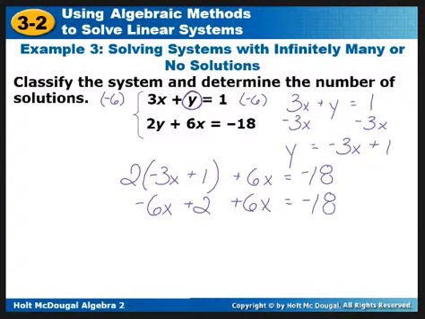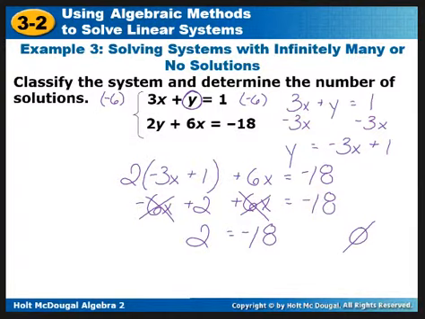All right, so you can already see in this situation that my 6x's are going to cancel each other out. So I'm left with 2 equal to negative 18. Well, 2 doesn't equal negative 18. So what you have here is a contradiction, which we would also represent by saying no solution, or you would say that these are parallel lines. They're never going to intersect, therefore you're going to have no solution.